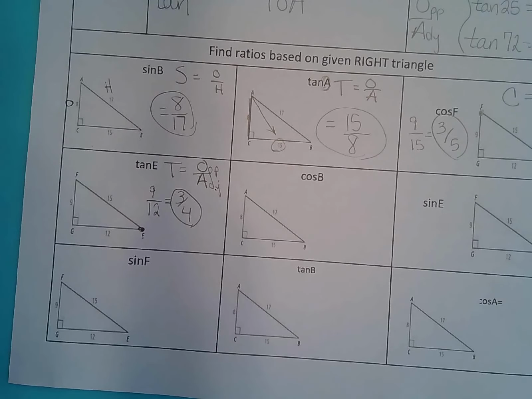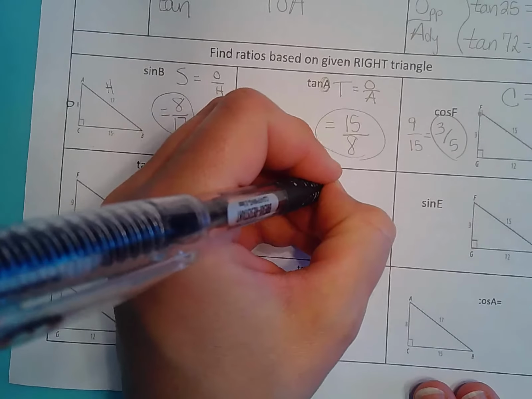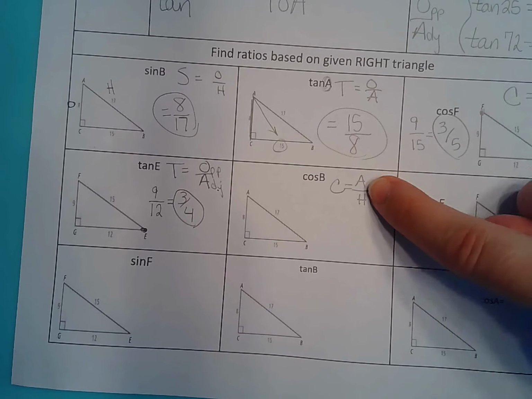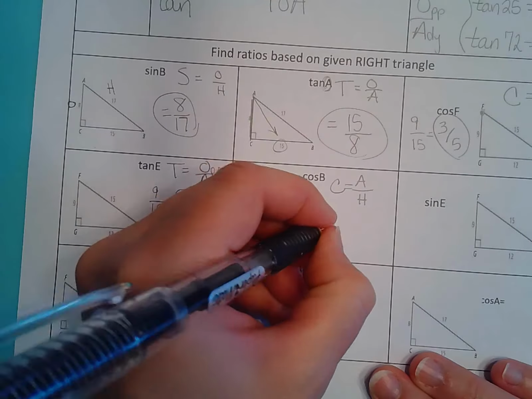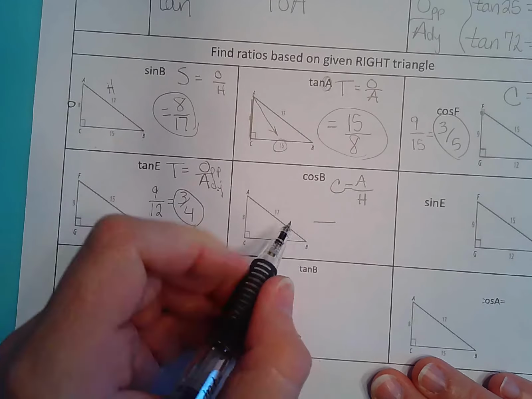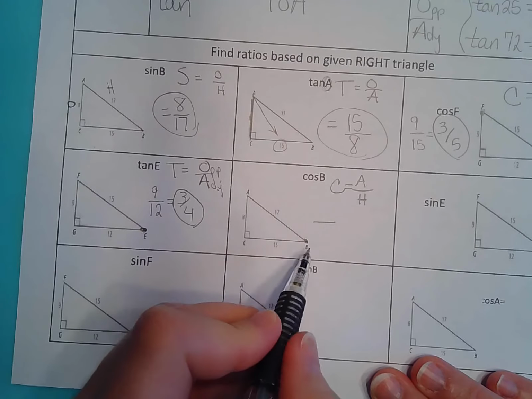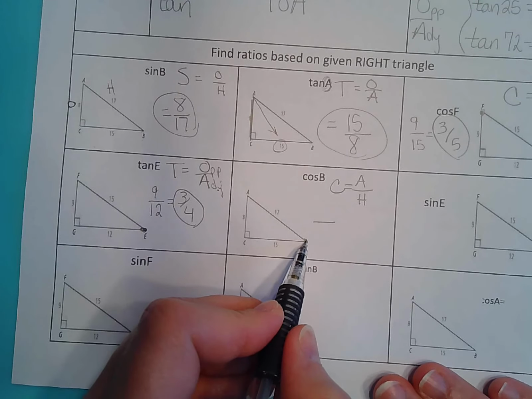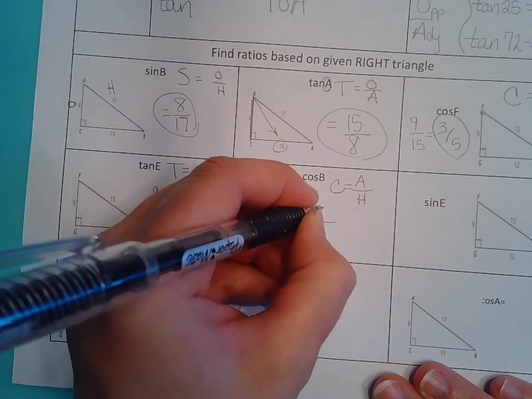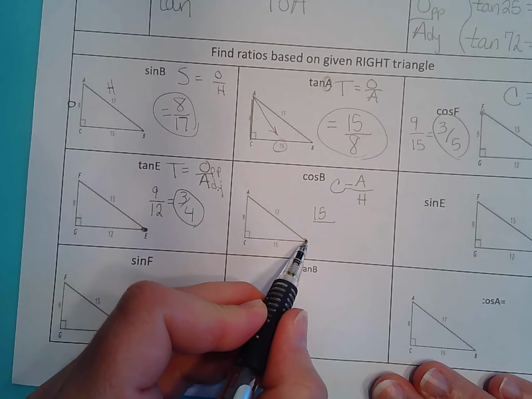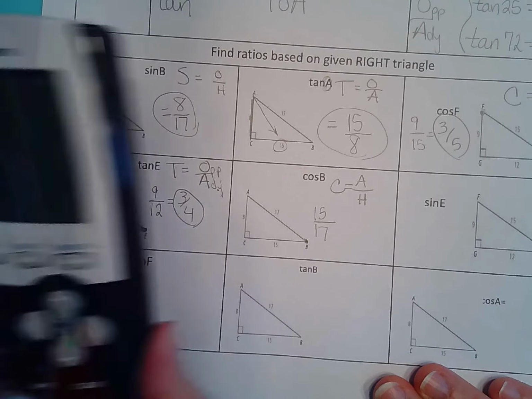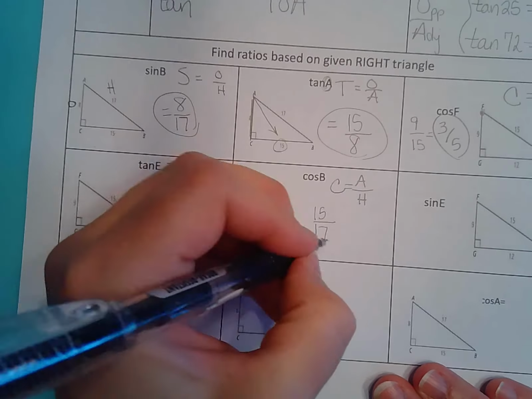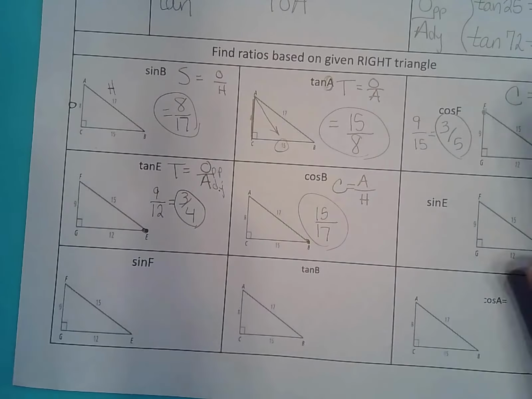Let's do cosine of B. So that's SOHCAHTOA. I bet that one sounded kind of funny. SOHCAHTOA. So I'm going to do adjacent and hypotenuse. So I need adjacent. Put my pencil on B. What is adjacent to B? Remember, adjacent is not the hypotenuse, and it is not opposite. It's the flat side touching my pencil. So 15. Put your pencil back on B. What's the hypotenuse? 17. Go to math, enter that. Does not reduce. So that's the ratio of the 2 sides compared to each other.